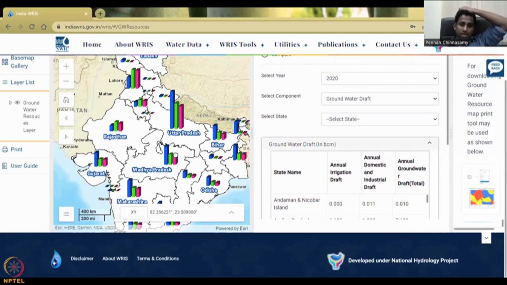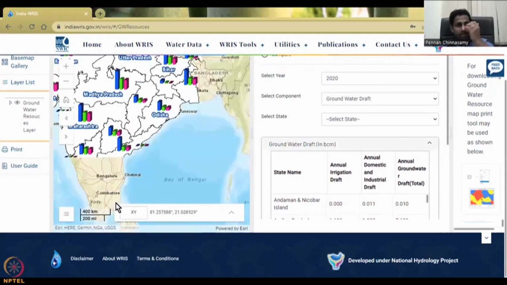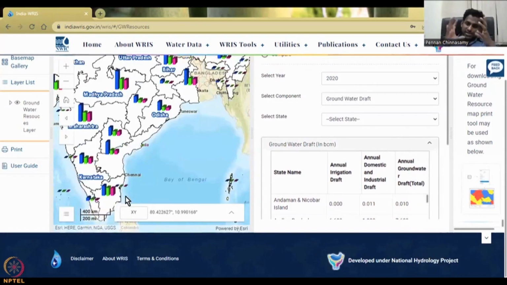Gujarat is okay, all these western and southern states are okay. Still there are some pockets. So as a state it is okay, but when you go in as a district, some of the districts are turning red, which means overexploited.